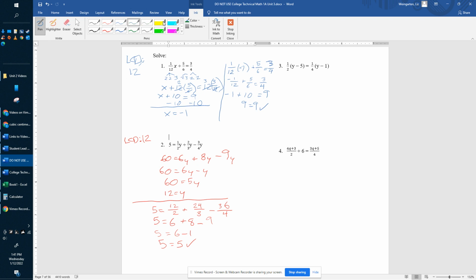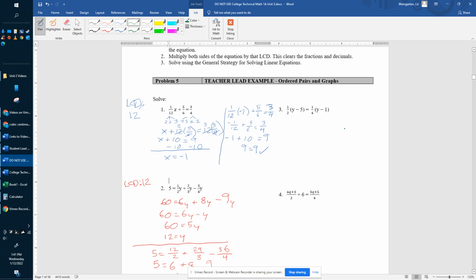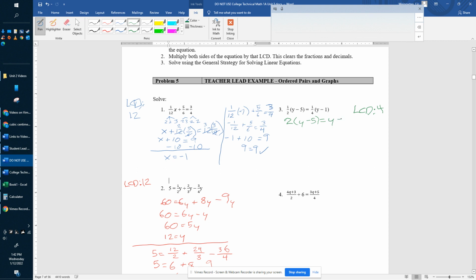Let's look at problem number 3. I like problem number 3. This one makes me happy because the fraction is factored out for us, so when we multiply both sides of the equation, it's actually going to be easier to multiply. So let's find our LCD. LCD has at least one 2 in it, but 4 has 2 2's in it, so the lowest common denominator is going to be 4. So we're going to multiply both sides of the equation by 4. 4 times 1/2 is going to give us 2 times y minus 5. 4 times 1/4 is 1, so that's just going to leave us with y minus 1.